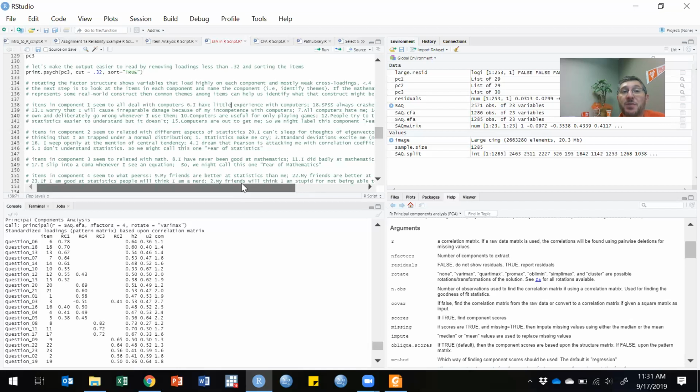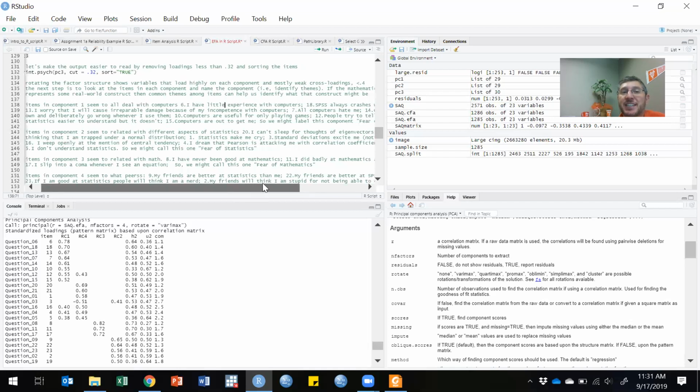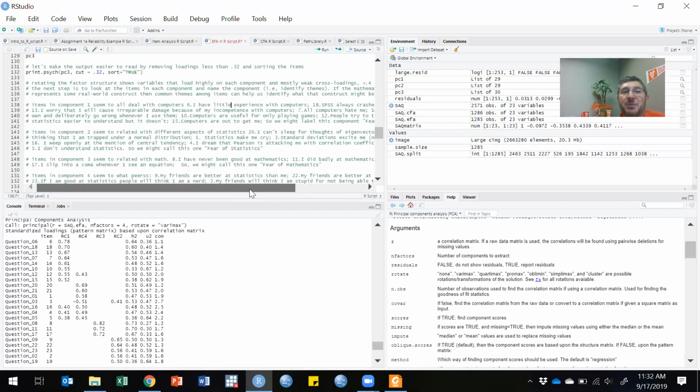16, I weep openly at the mention of central tendency. I dream that Pearson is attacking me with correlation coefficients. So we might name this factor something like fear of statistics.